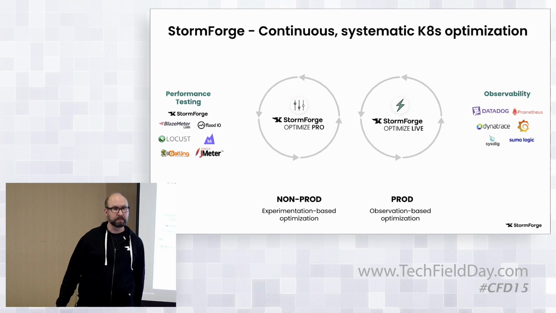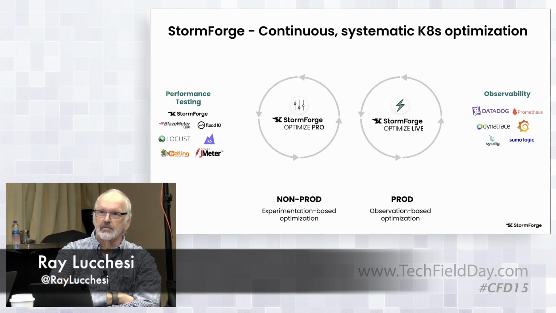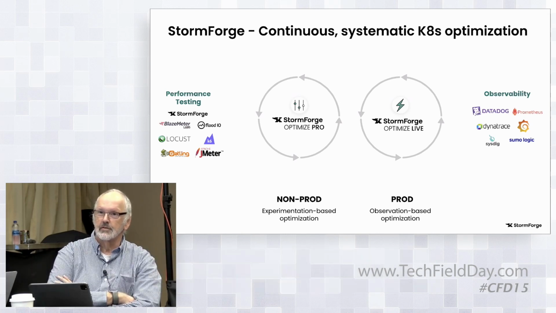When I'm doing optimization for things, you can optimize it for throughput, you can optimize it for latency, you can optimize it for different metrics. Which ones is Optimize Pro optimizing for?